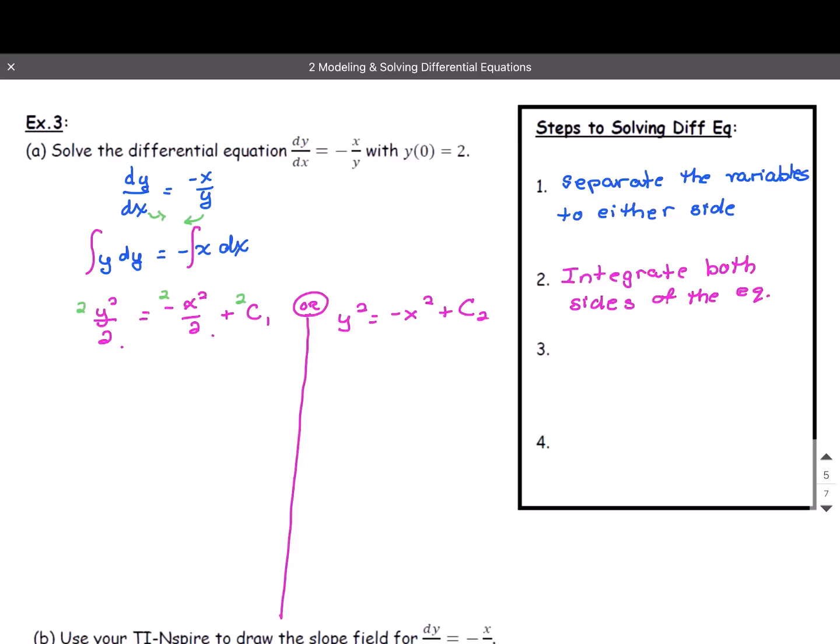Now, let's get back to solving. Our next step is to use the initial condition to find our constant c.